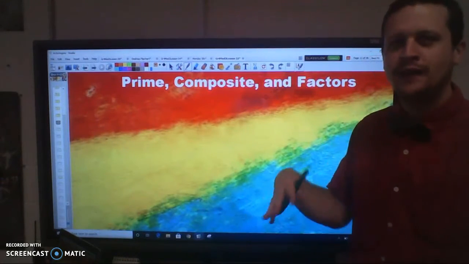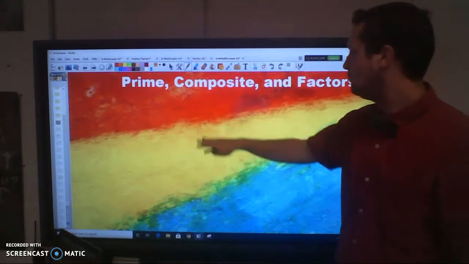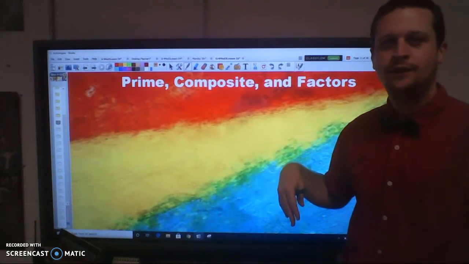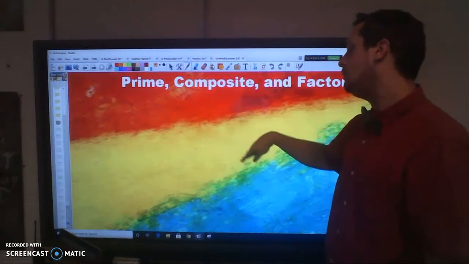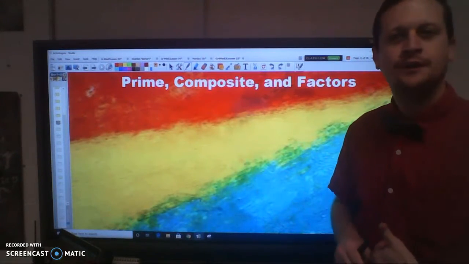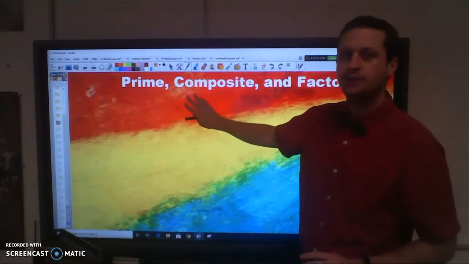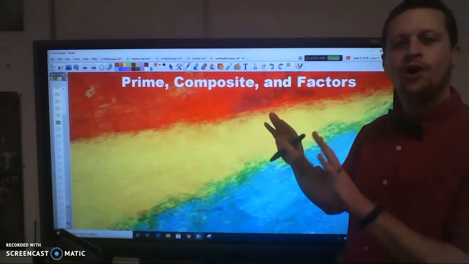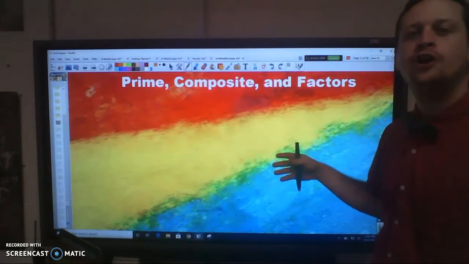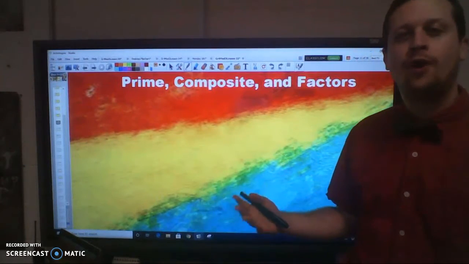So in art, there are three primary colors: red, yellow, and blue. Red, yellow, and blue make up all the other colors. No other colors can be mixed together to make red. No other colors can be mixed together to make yellow. No other colors can be mixed together to make blue. Those were our primary colors.